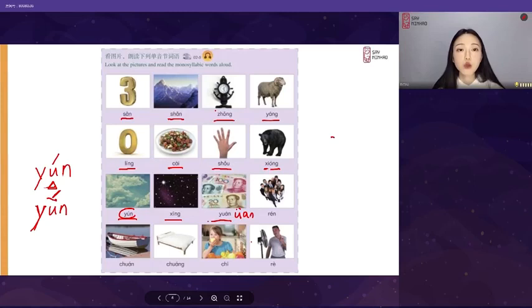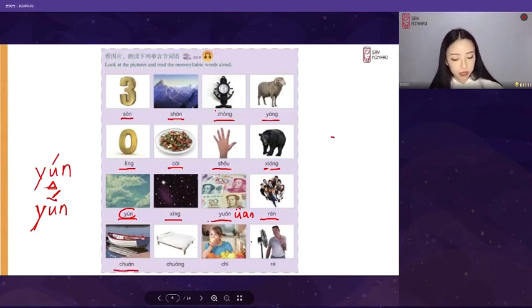Put them together, yuan, yuan, yuan. Next one means people. It is ren, ren. The initial is zhi, and the final is en. The tone is second tone. Put them together, zhi en, ren, ren, ren.